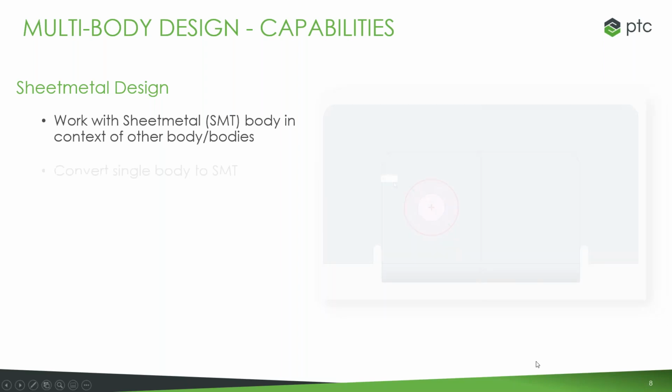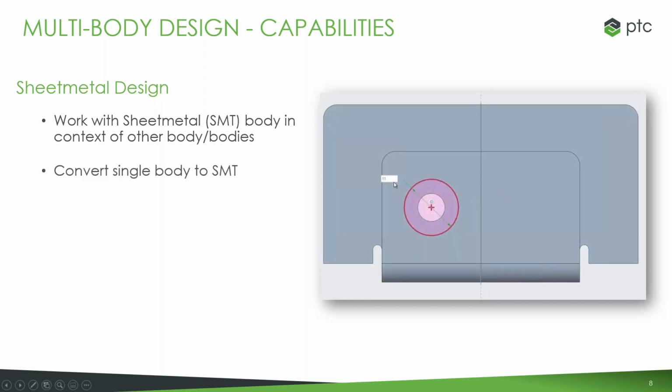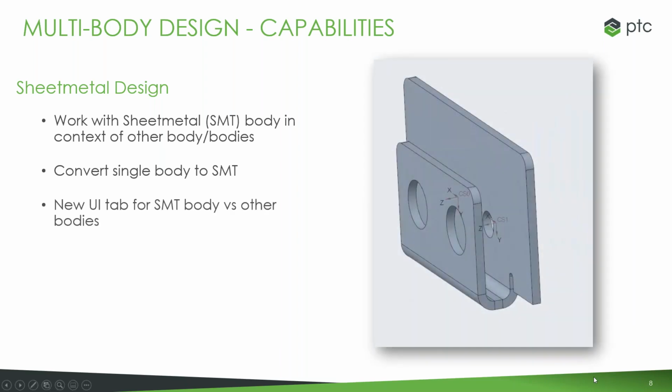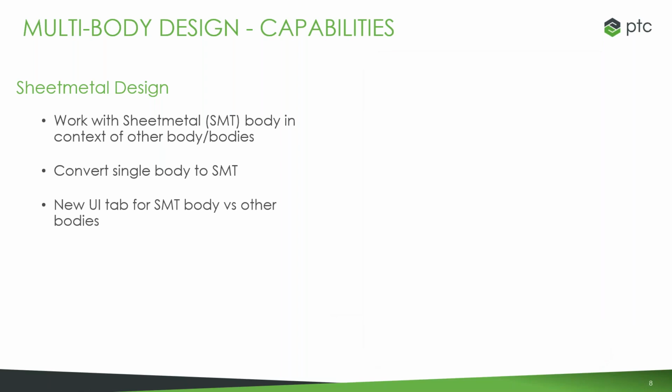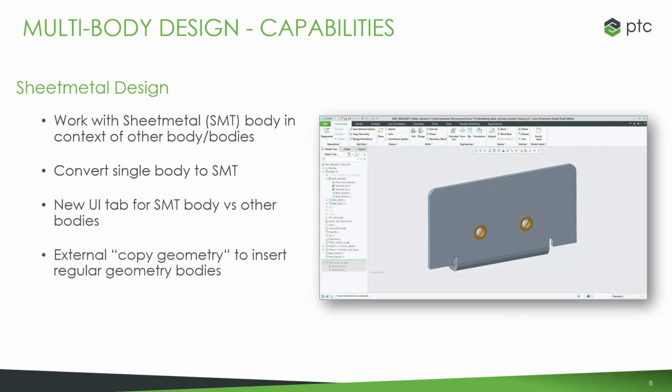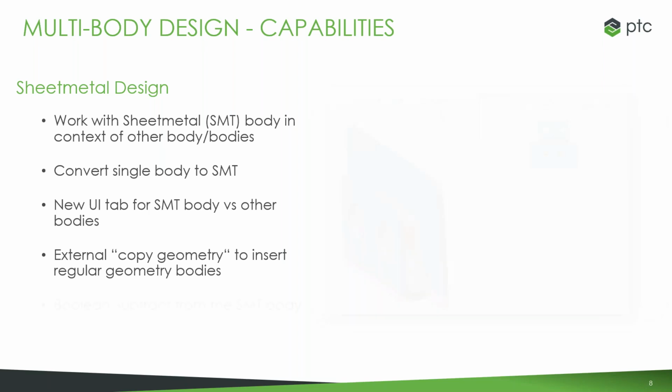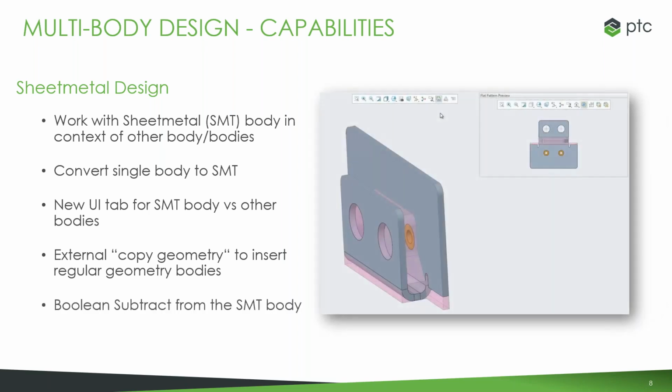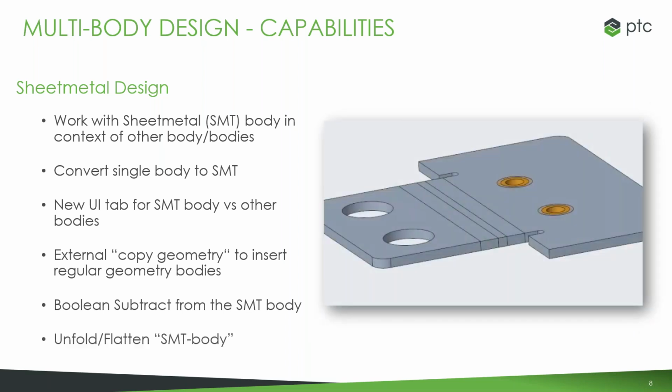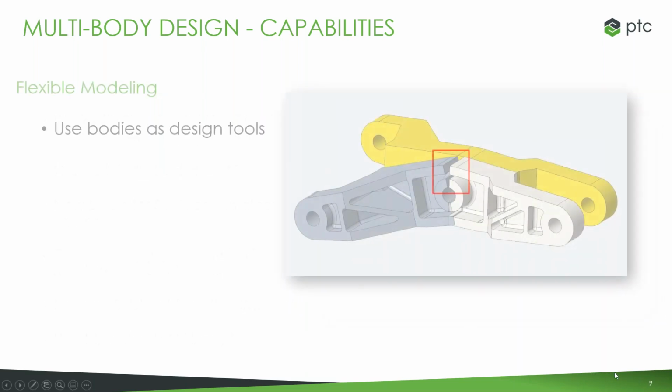So basically, you can convert a body straight to a sheet metal part. So there's a specific UI tab for sheet metal bodies versus your traditional bodies. So you can still utilize copy geometry features to insert regular bodies into the sheet metal design, but you're then able to subtract those bodies from the sheet metal part to get specific geometries that you might need. And finally, you can get that flattened version of the sheet metal body towards the end. So that's just one example of where this might be useful.